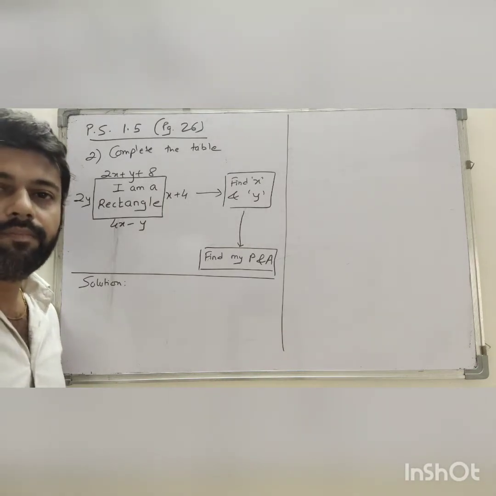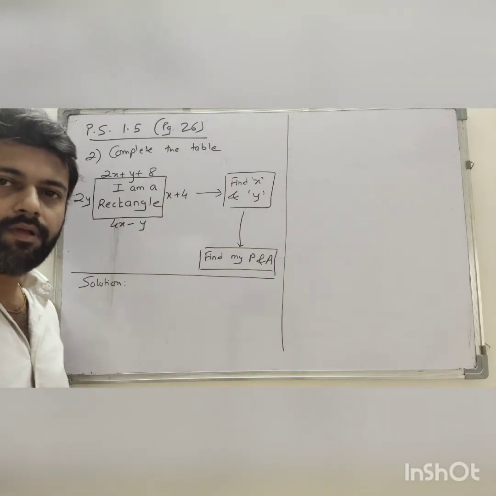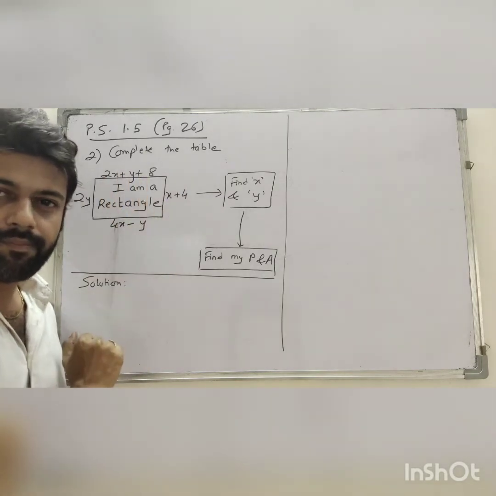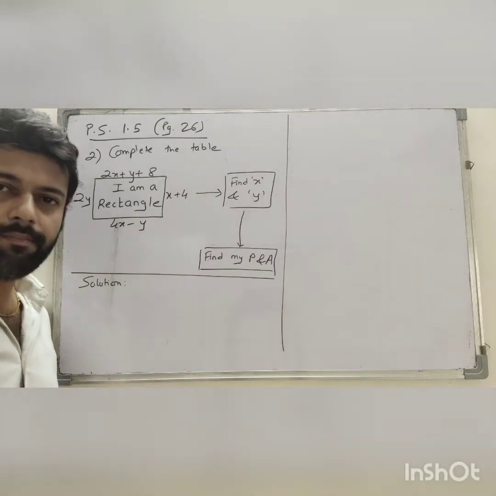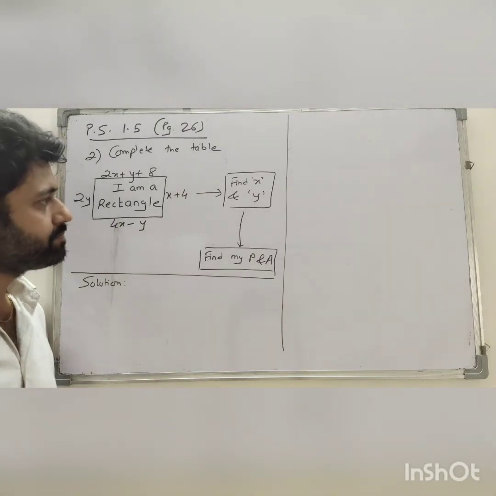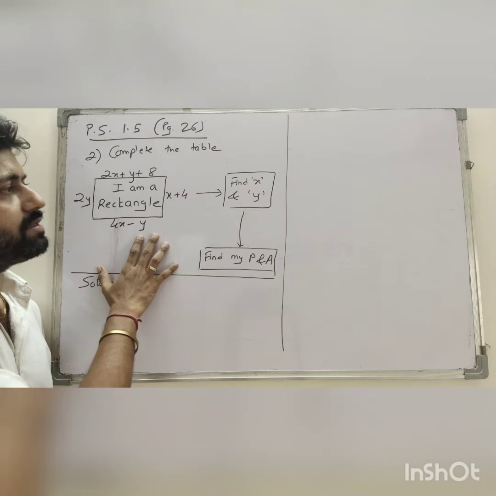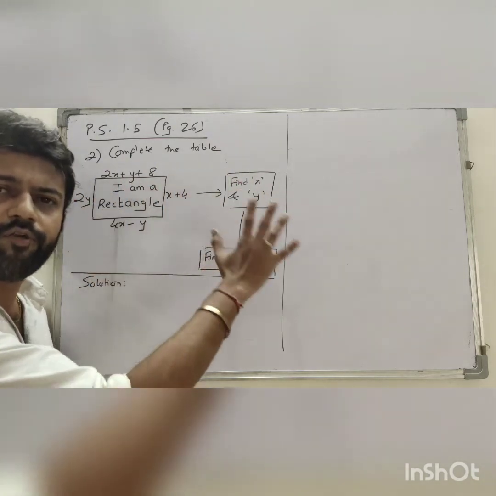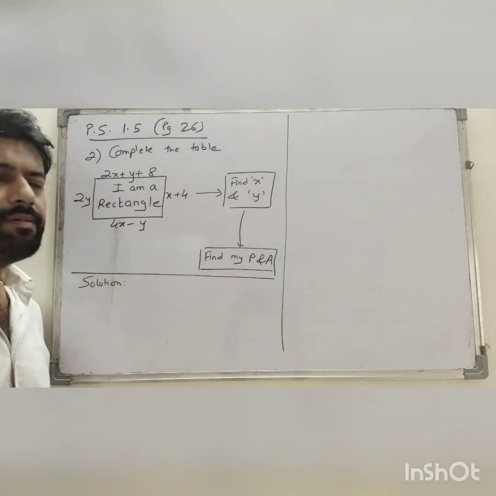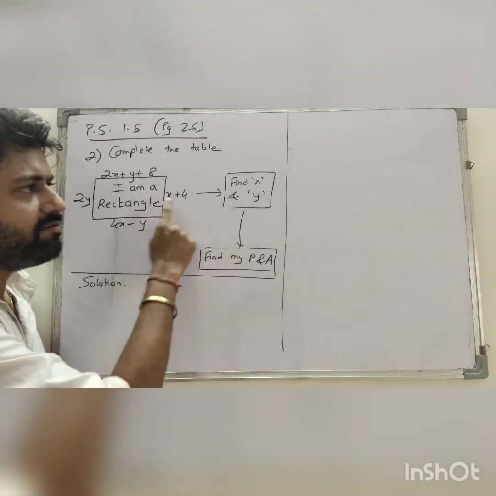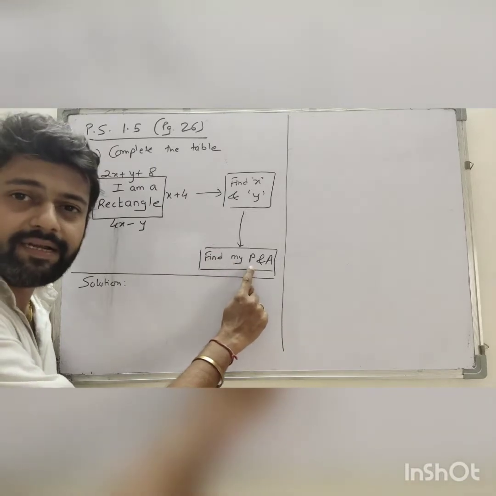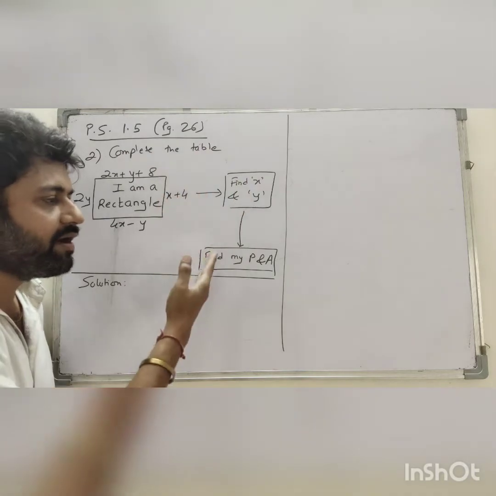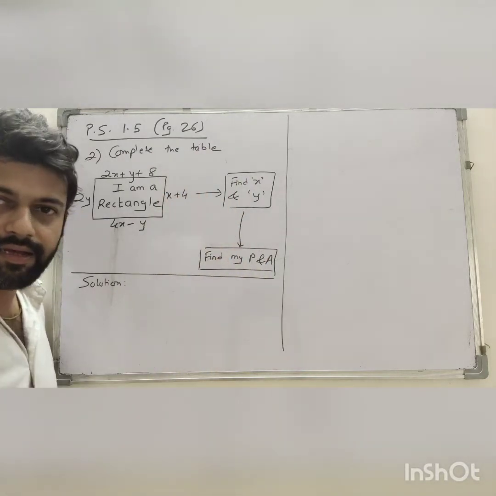Second word problem from the same exercise. The word problem is given in a picture form and we are asked to complete the table. This is the picture, this is the table in front of you and we have to complete the table. The table says very simple, I am a rectangle, find x and y, find my perimeter and area.